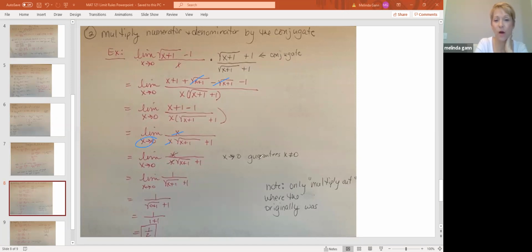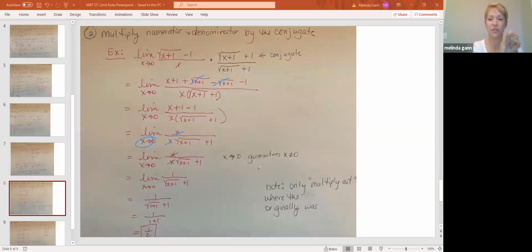X approaching 0 guarantees that x is not 0. So now everything's gone from the top. So I've got a 1 on the top, and then this is left on the bottom. Now it still looks nasty, but if you take 0 and plug it in for x, you get an answer. 0 plus 1 is 1. The square root of 1 is 1. And 1 plus 1 is 2. So I get a half.